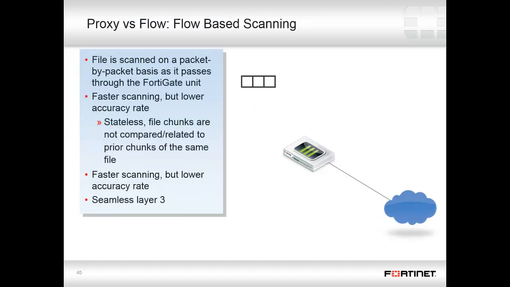Another option with some UTM profiles is flow-based inspection. Here, the files are scanned on a packet-by-packet basis. In this mode, there is no proxy involved, so you do not get the transmission delay that exists when using the file-based method. It has a higher throughput for data, but the disadvantage is that it is less accurate.